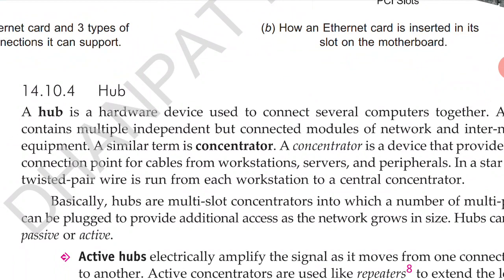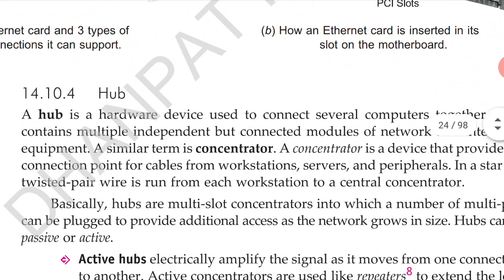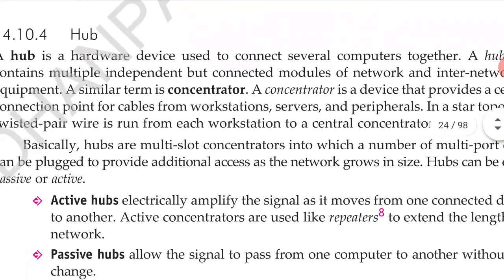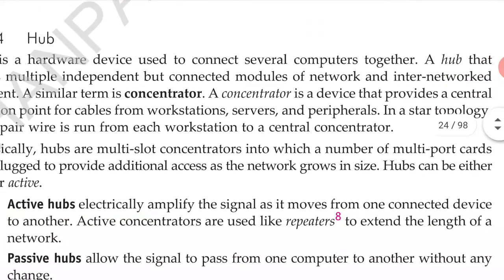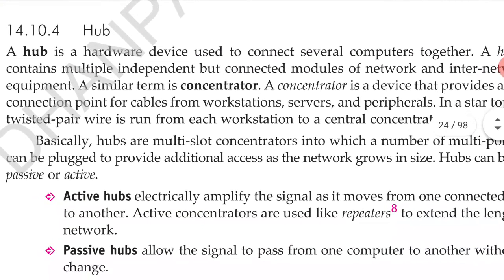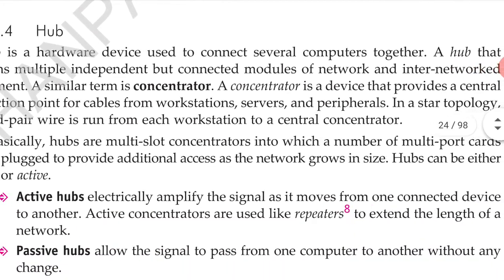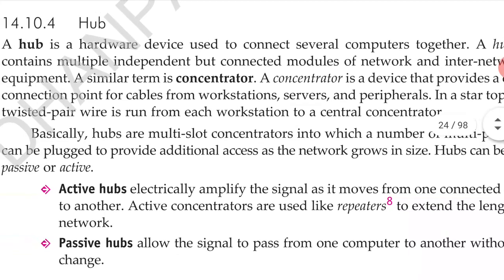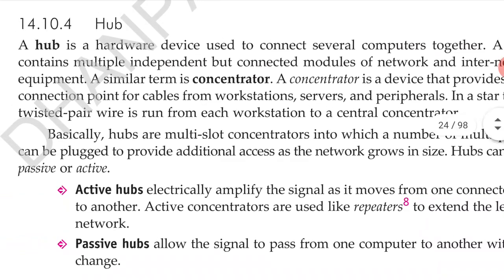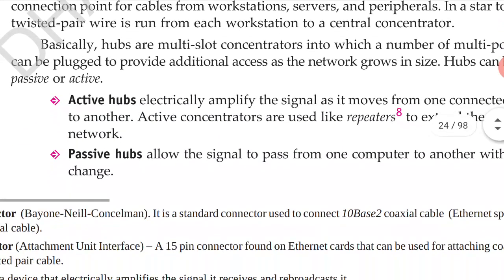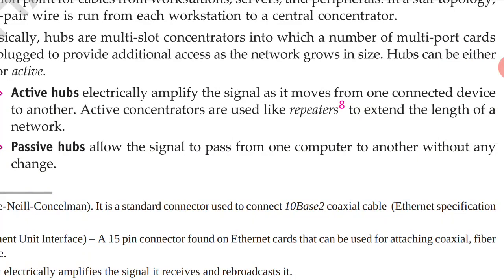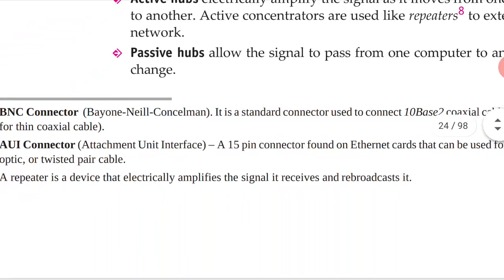Then comes the hub. A hub is a hardware device used to connect several computers together. A hub contains multiple independent but connected modules of network and interconnected equipment. A similar term is a concentrator. A concentrator is a device that provides a central connection point for cables from workstations, servers and peripherals. There are active hubs and passive hubs. Active hubs are generally responsible for electrical amplification, but passive hubs just pass the signal from one computer to another without any change.